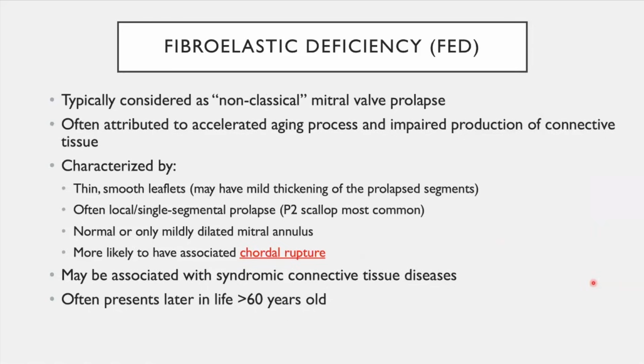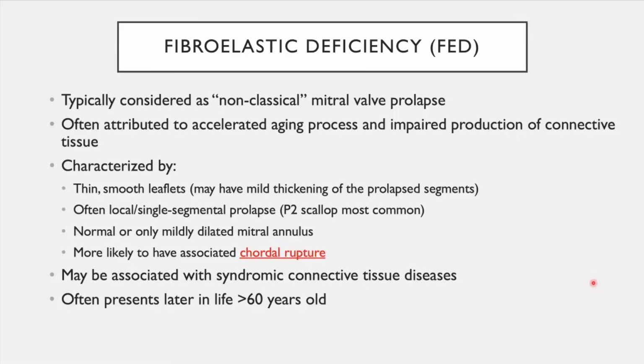In contrast, fibroelastic deficiency is typically considered non-classical mitral valve prolapse, and it's often attributed to an accelerated aging process and impaired production of connective tissue that may be associated with syndromic connective tissue diseases. In contrast to Barlow's disease, it's characterized more by thin, smooth leaflets, although you may have mild thickening of the prolapsing segments. There's often local or single segmental prolapse, with the P2 scallop being the most common.